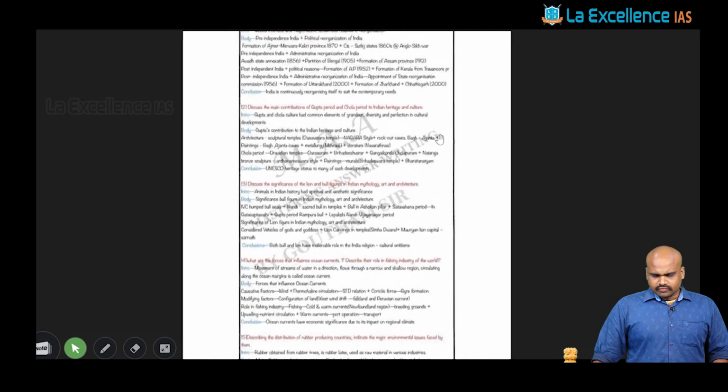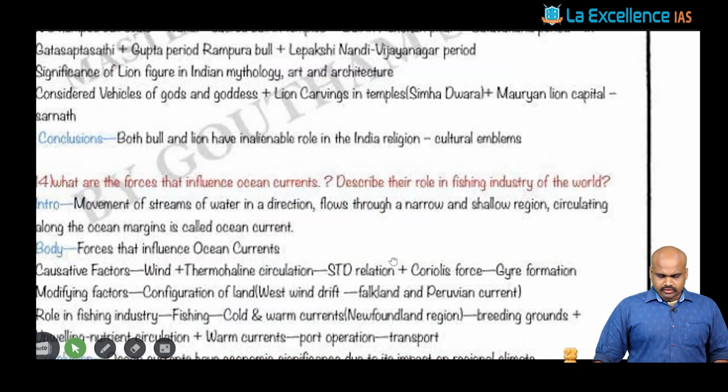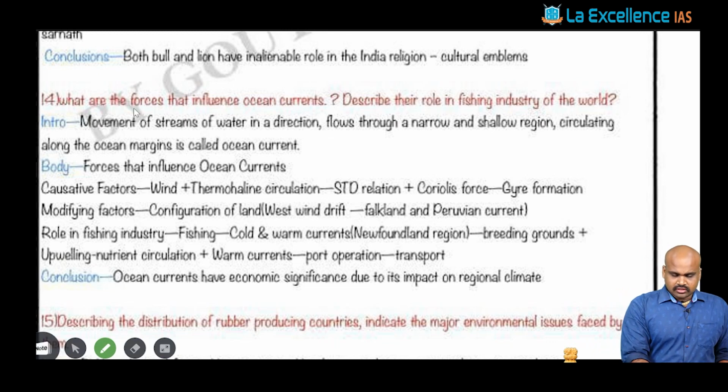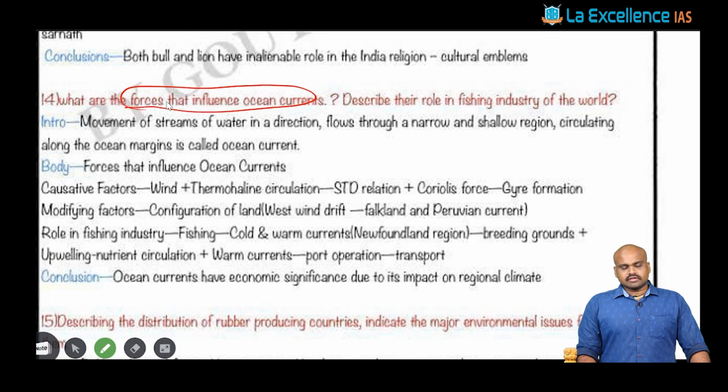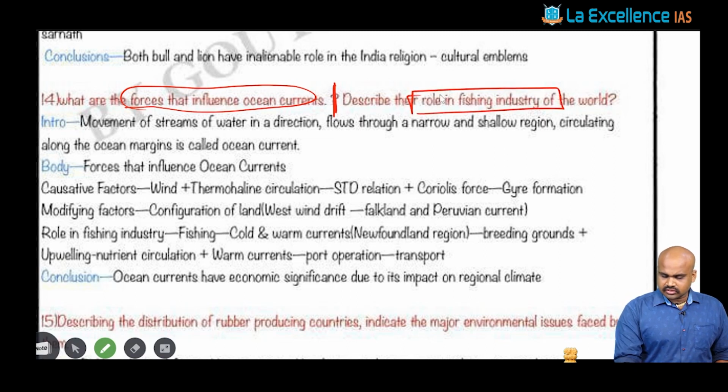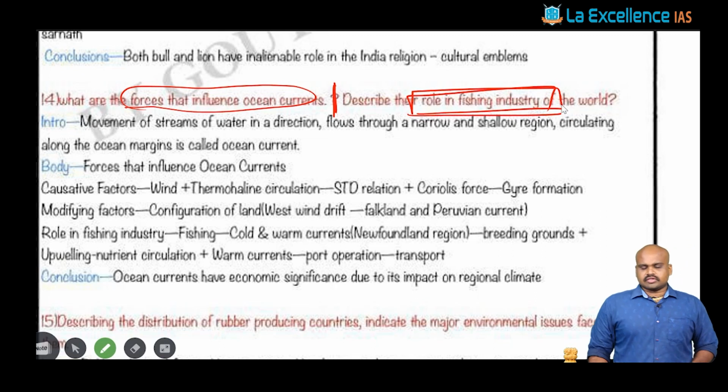Now, when you look at the 14th or 15th question, it is asking about what are the forces that influence the ocean currents. This is one understanding they are asking about. And the second part of the question they are fundamentally talking about is what is the role in fishing industry?